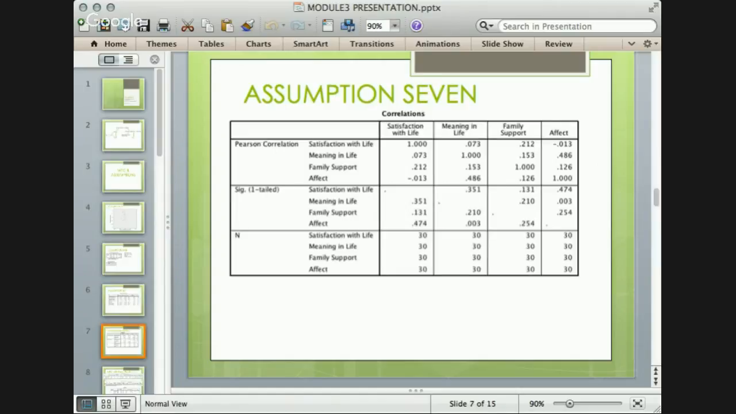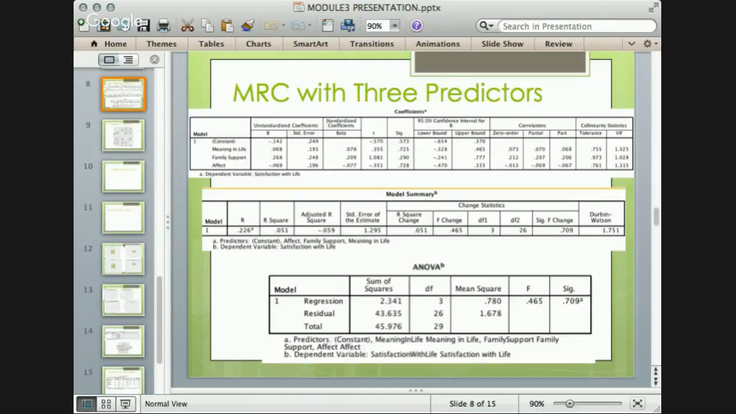Next we look at multicollinearity among predictors, by looking at significance between meaning in life, family support, and affect. We don't see any significant values, so we can assume there isn't any multicollinearity, which is good. Next, we look at parameter estimation, which would be our B's. That's estimating the population parameter with sample data, so our B's are the parameter estimates of the betas. It's a precursor to hypothesis testing. We need parameter estimates to collect information for hypothesis testing, for the t-test.